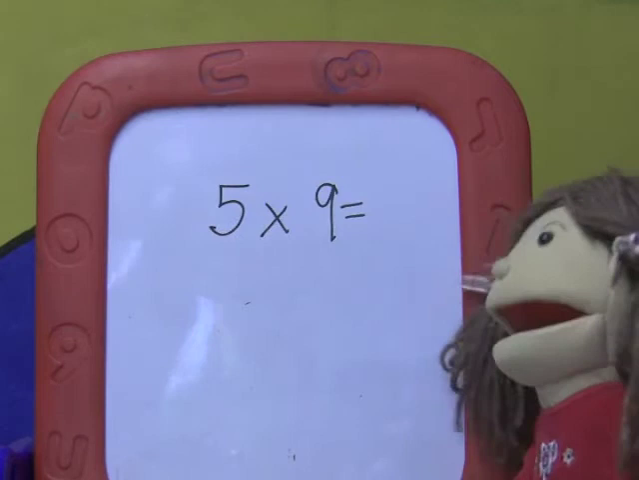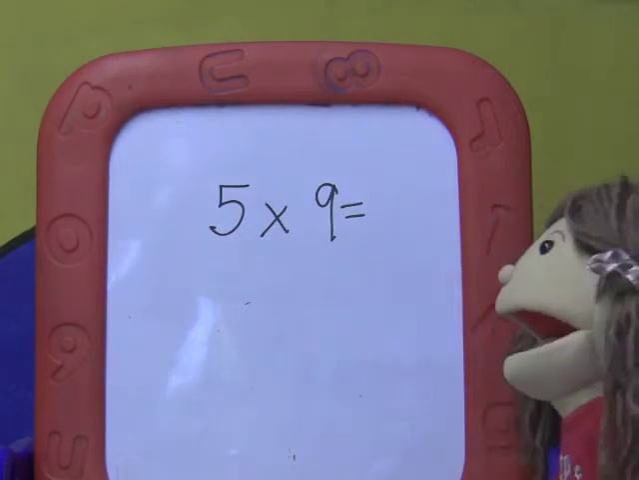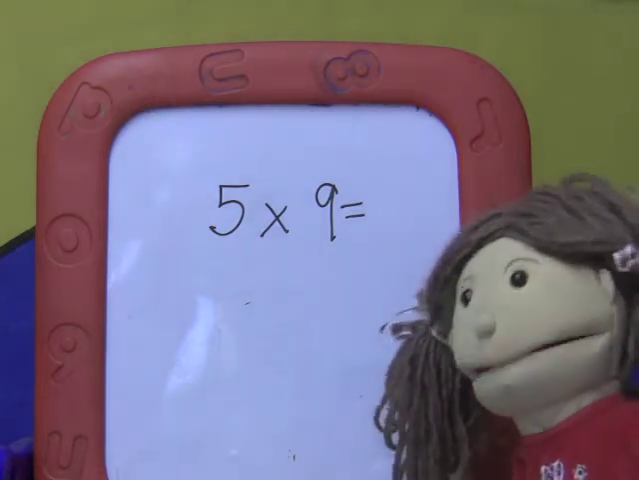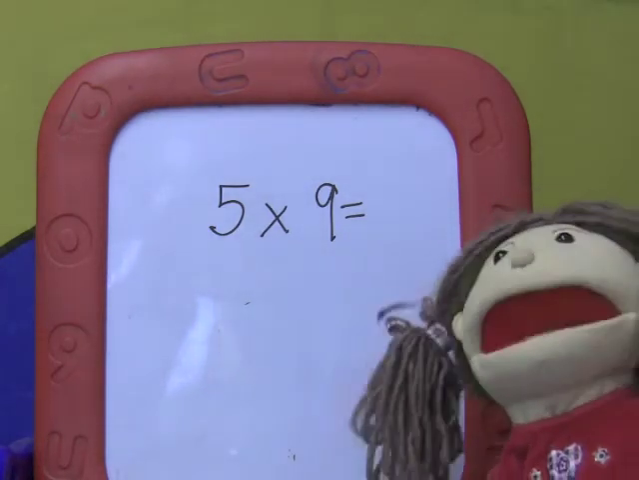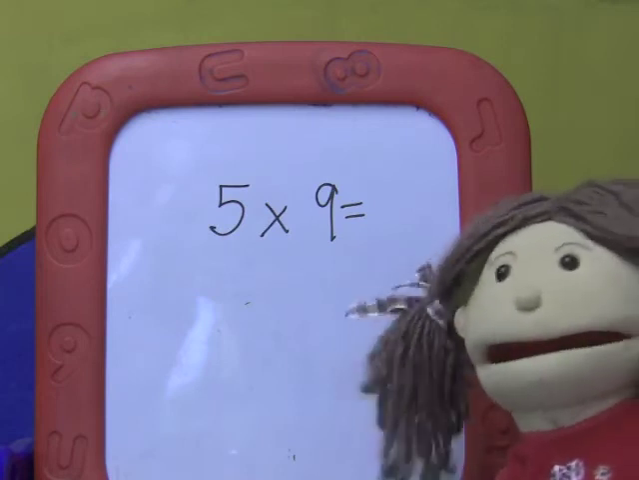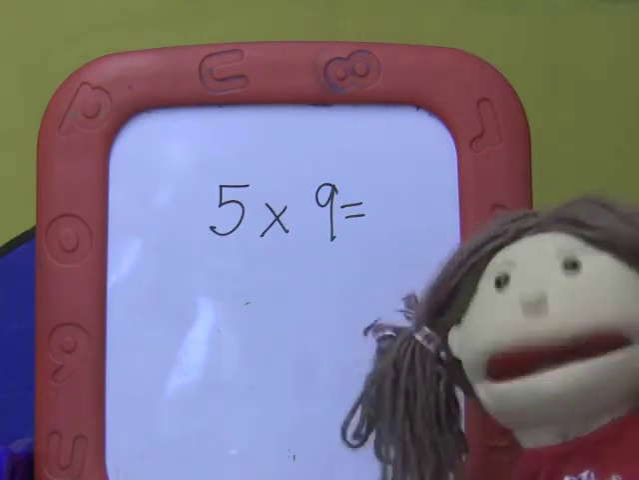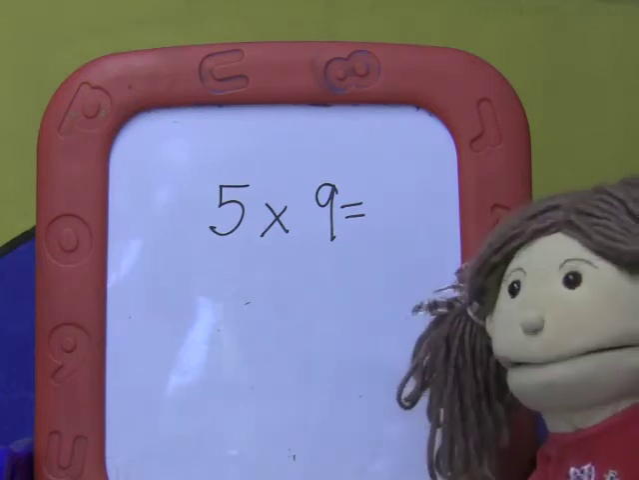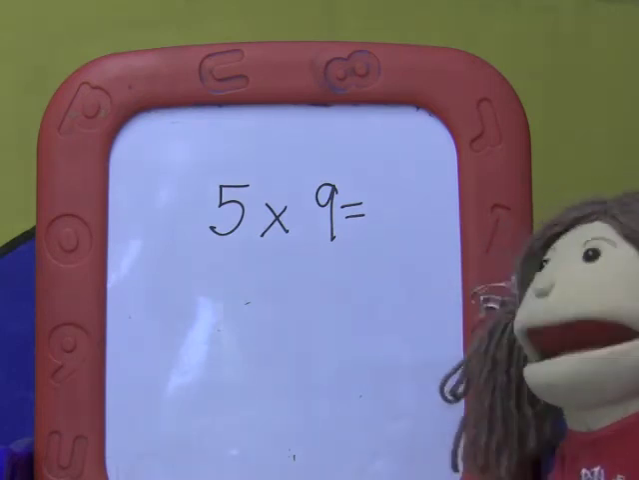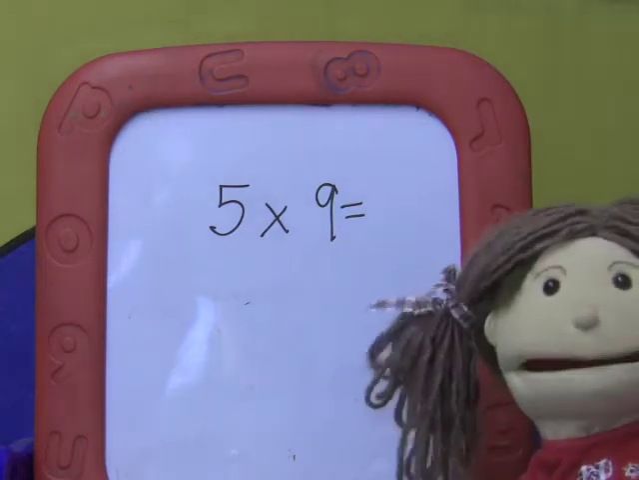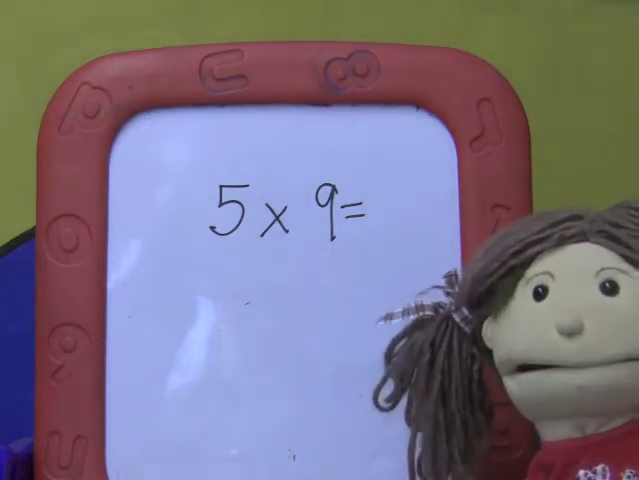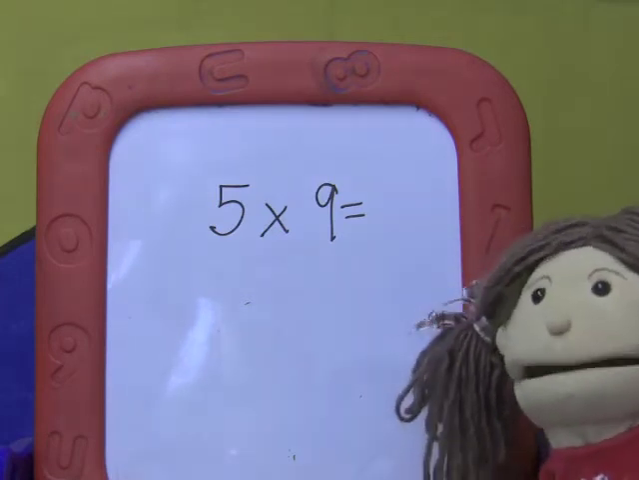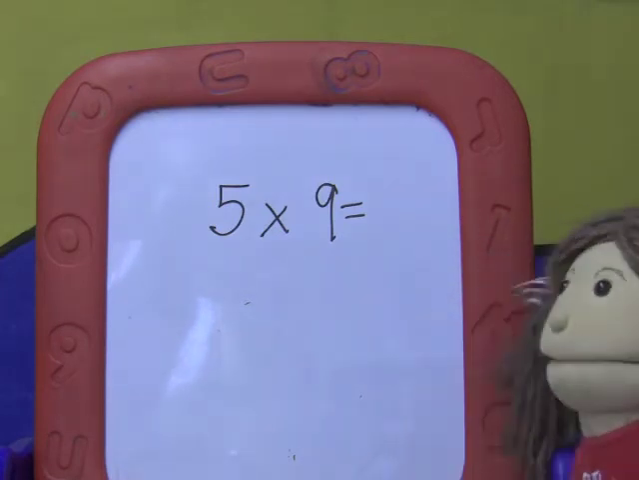Here we have 5 times 9. So I've got to count in 9s for 5 times. So hold up 5 fingers and count in 9s. Well, I'm not very good at counting in 9s. What could I do instead? Pause the video and see if you can write out the sum you could do to answer this question, and then see if you can get the answer. When you're ready, start the video again and see if you got it right.